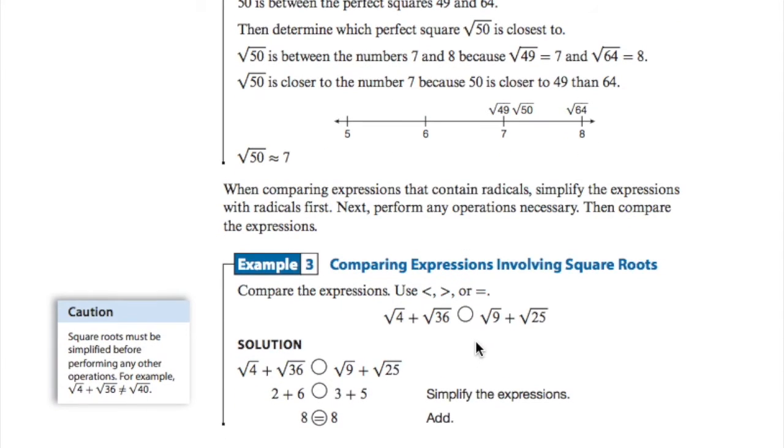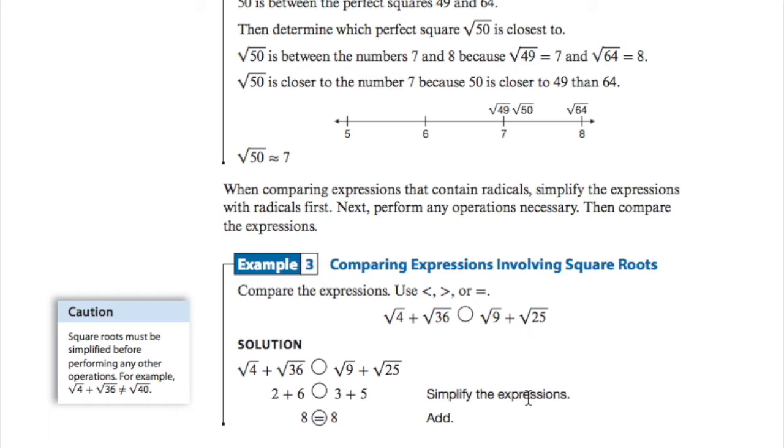In example 3, we're comparing expressions, which means we're using our order of operations to solve the left-hand side and then the right-hand side of this expression. When you have a radical symbol, that's kind of like when you have an exponent, so it becomes one of the very first things that you're going to do in your order of operations. So here's our problem, square root of 4 plus square root of 36 in comparison to square root of 9 plus the square root of 25.